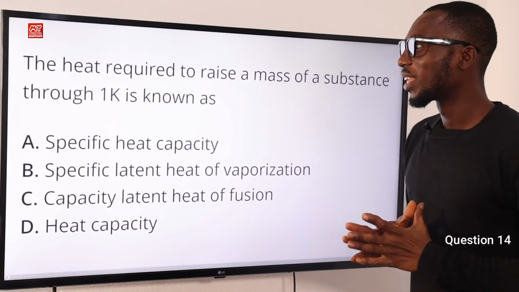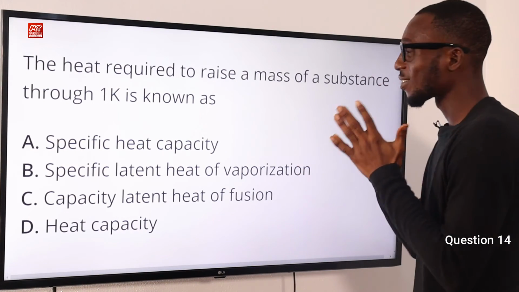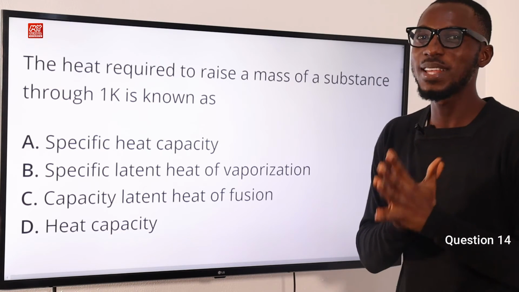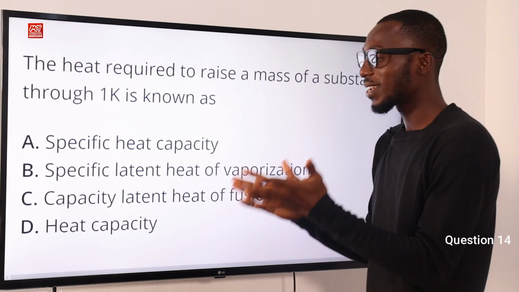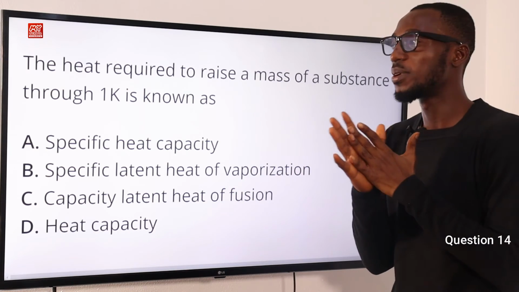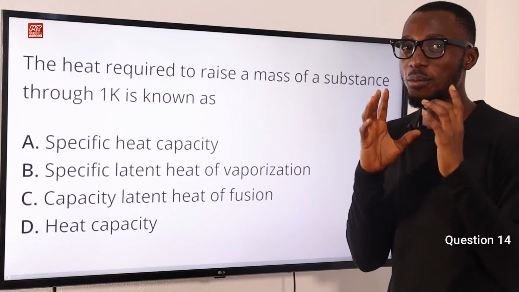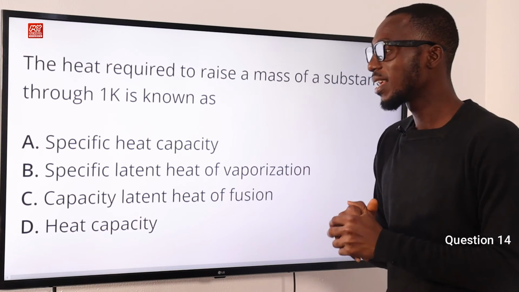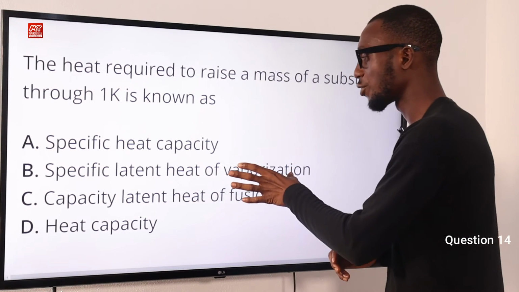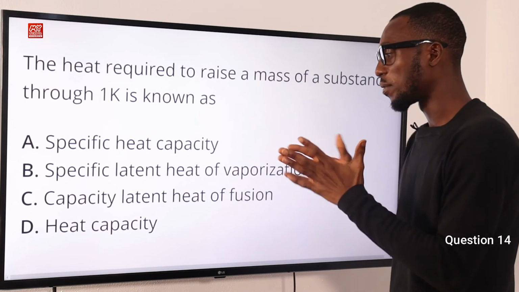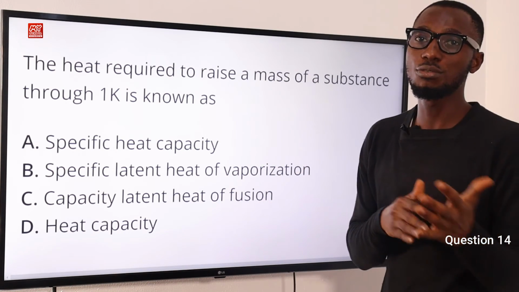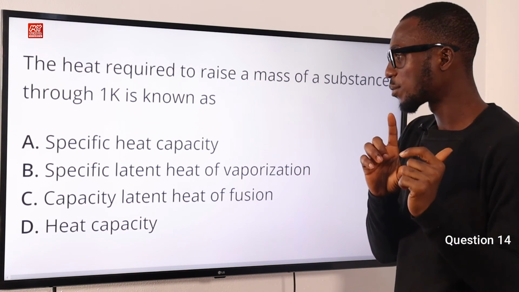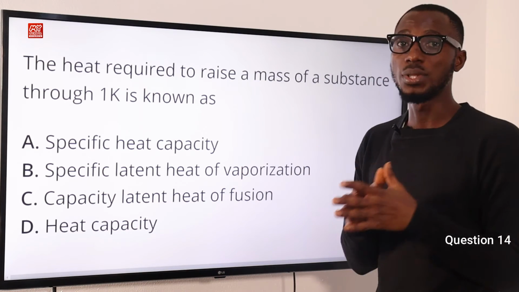Question 14. The heat required to raise a mass or a unit mass of a substance through 1 Kelvin is known as what? That is specific heat capacity. Heat capacity is just that quantity of heat you need to raise the temperature of a body, not unit mass of that body, through 1 Kelvin. Specific latent heat of vaporization is just that amount of heat you need to convert from liquid to vapor, per unit mass, take note of that.